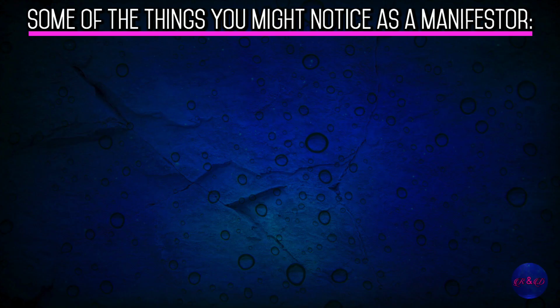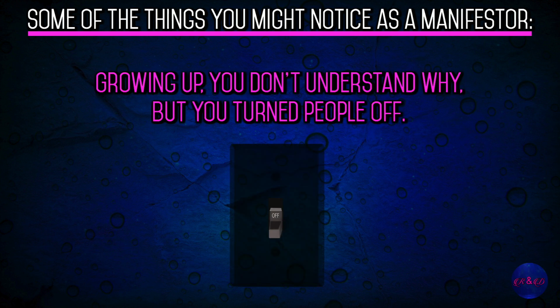So some of the things you might notice if you're a manifestor are: one, growing up, you don't understand why, but you turned people off. I see this with so many of my clients. They were a little off-putting as children. Maybe they didn't have a lot of friends, or they didn't really know how to fit in social groups, or they turned people off and they took it personally. They thought there was something wrong with them. They thought they were weird or whatever it was, without really understanding their aura type. So if you're a parent and you have a manifestor that's a child, this is really important information. It might help them understand themselves a little bit more.